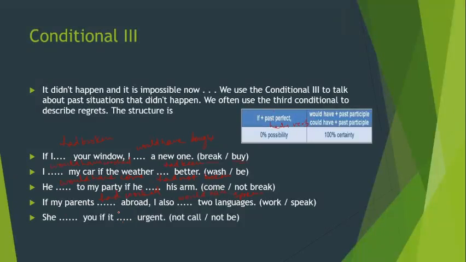If it had not been urgent. Okay, so with if, she would have not, because this is negative here. So if it had not been urgent. So this is how you prepare the third condition.